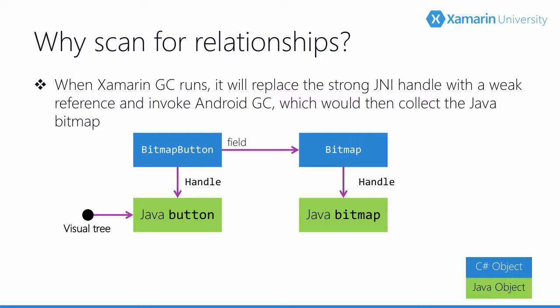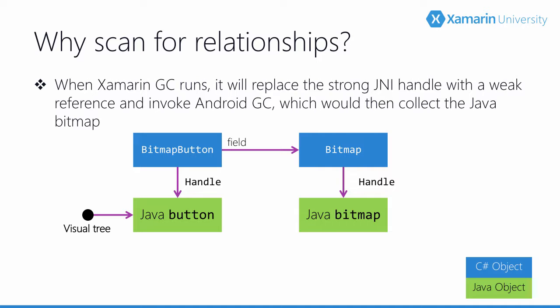Well, let's look at an example of why. And this may help you to understand exactly why we have to do this relationship walk. Consider here a custom C# class named BitmapButton. The purpose of this is to hold on to an image that we're going to display inside that button. And so it has a field to the managed peer instance, right? We've got some kind of field that represents the bitmap itself. And of course, we have our handle to the Java button itself. And we've got the button inside the visual tree. The bitmap has a handle to some Java bitmap, right?